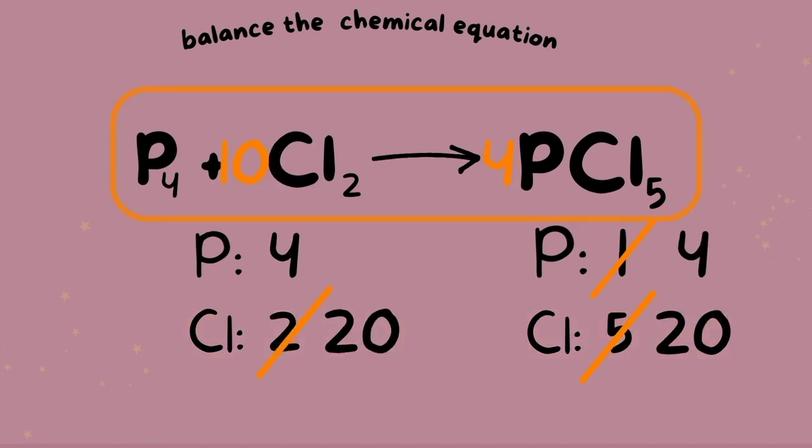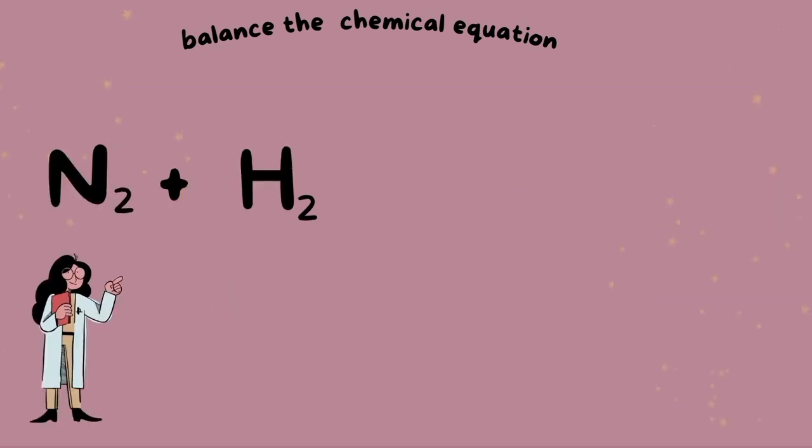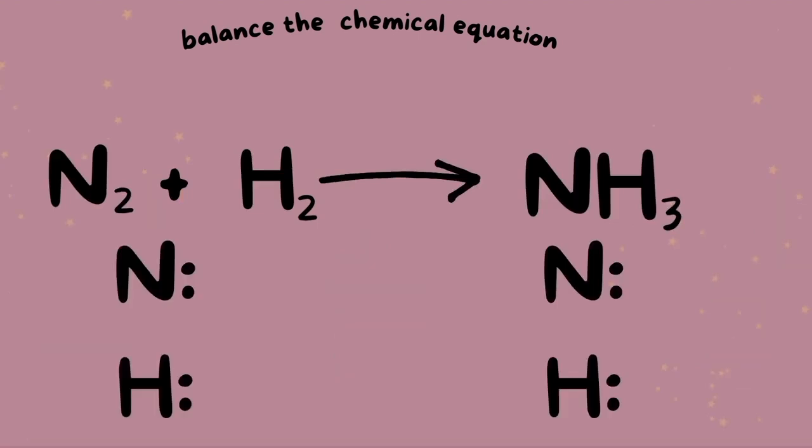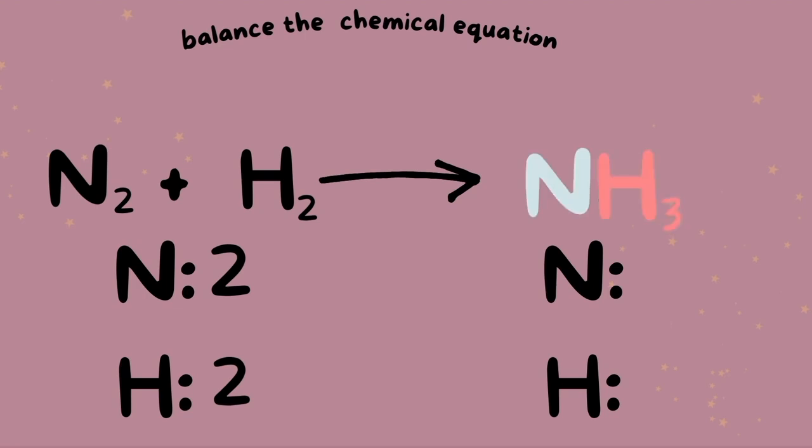Let's go ahead and move on to one more practice problem. Nitrogen plus hydrogen yields NH3. On the reactant side, we have 2 nitrogen and 2 hydrogen. I just want to emphasize that we have one compound with 2 different elements, both the nitrogen and hydrogen element.